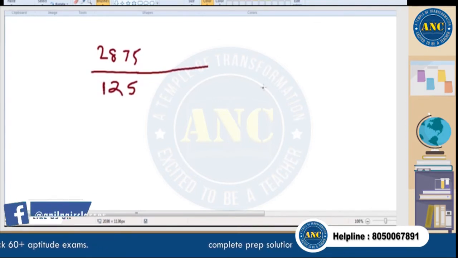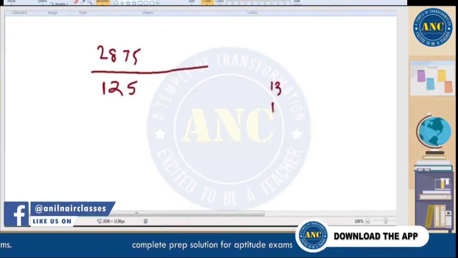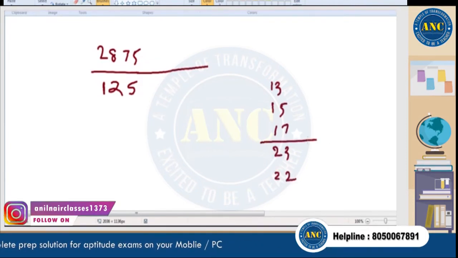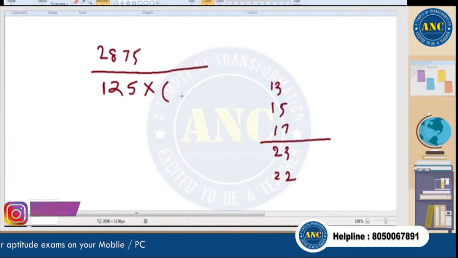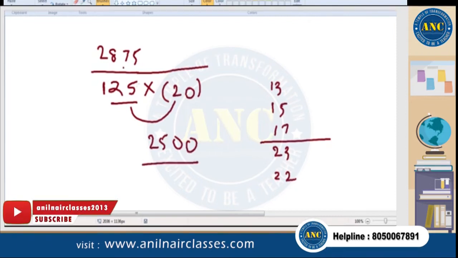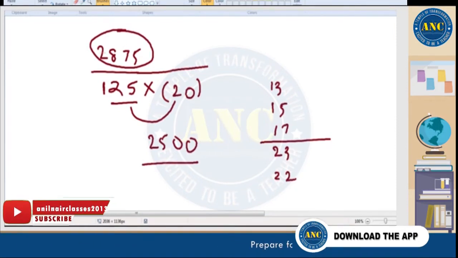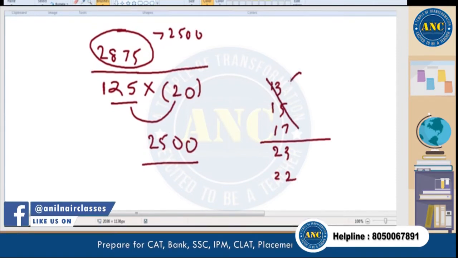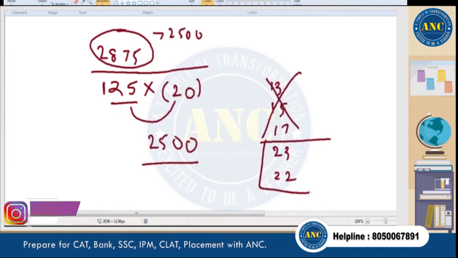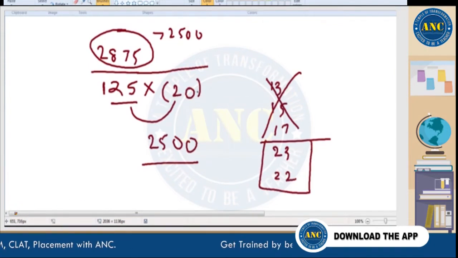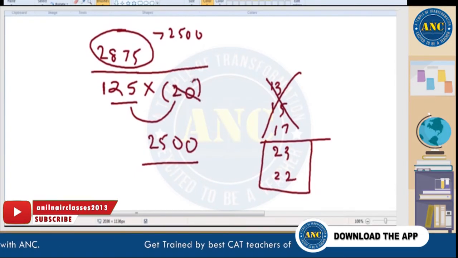2875 by 125. I remember the options as 13, 15, 17, 23, 22. Here my first assumption is, if it is 20, then 125 twos will be 250, which means 2500. But the answer is greater than 2500, so I don't know the answer, but the answer should be greater than 20. Greater than 20, there are only two options. I just assumed this thing, sir.